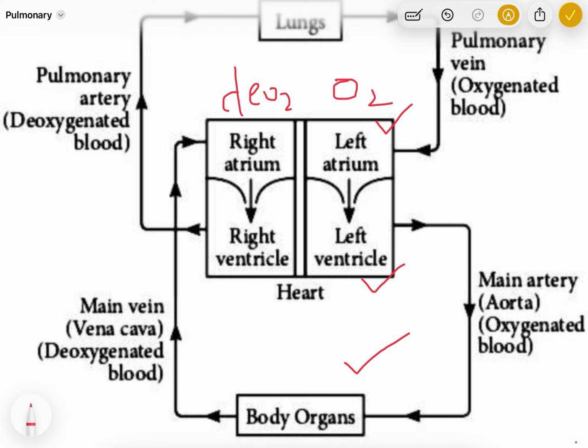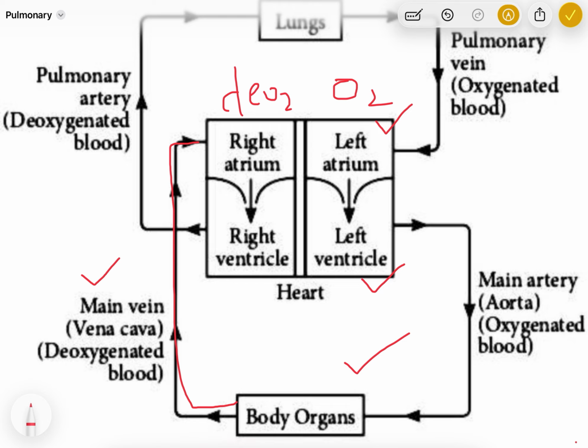After the breakdown of glucose, your body cells will release carbon dioxide. This carbon dioxide is carried by the blood to the right atrium. This carrying of the deoxygenated blood from the body organs to the right atrium is done by the vena cava, the largest vein present in your body. Deoxygenated blood is carried from the different parts of your body to the right atrium.